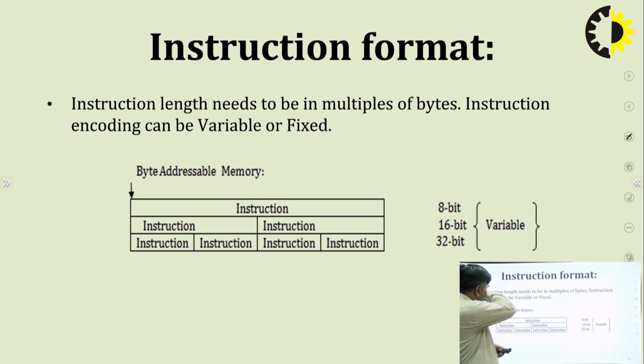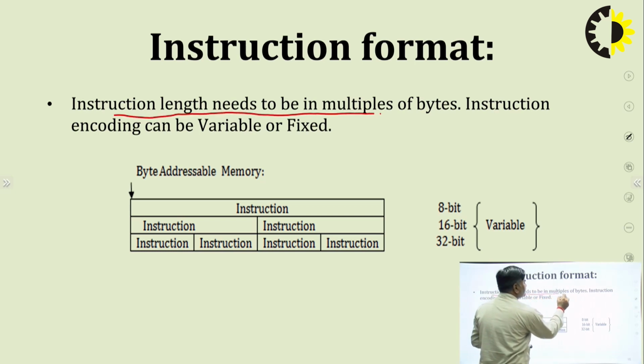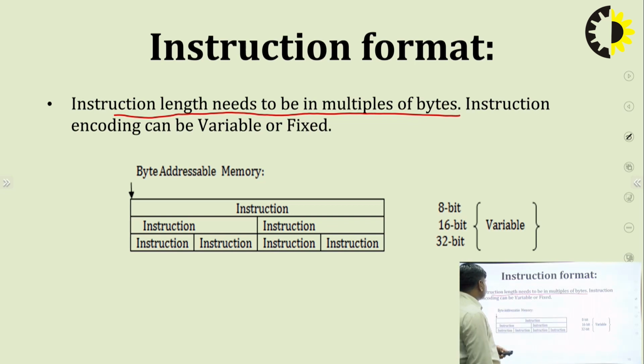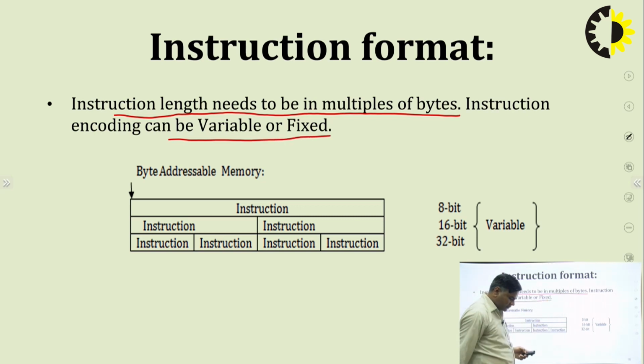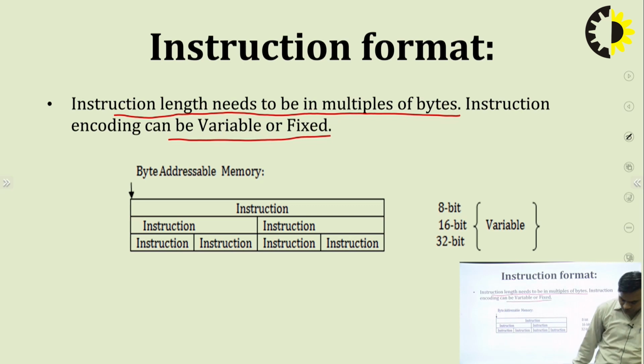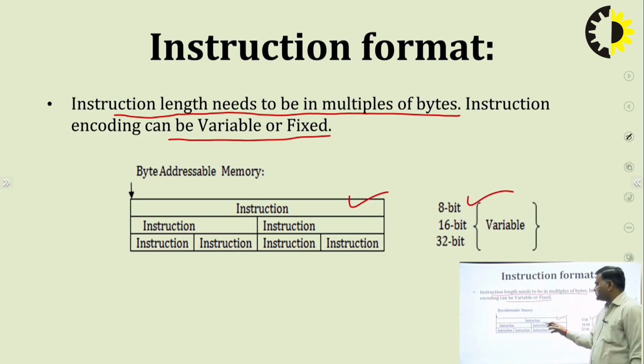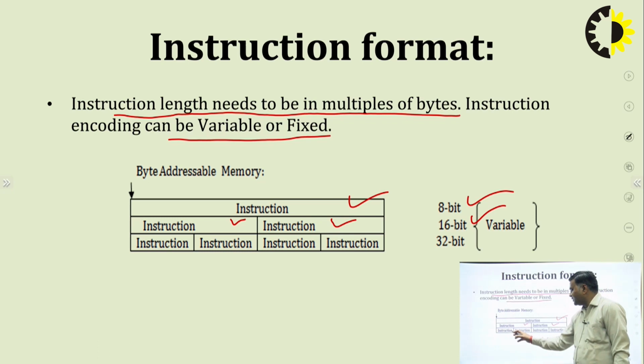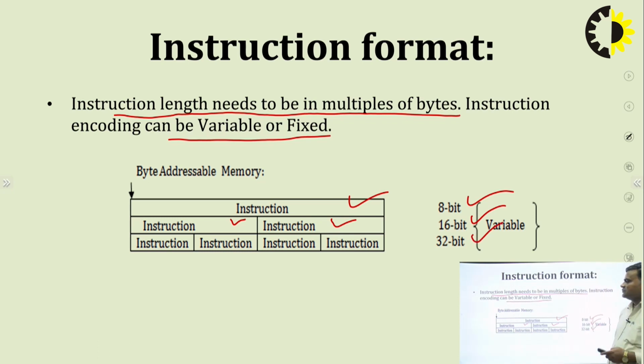If we talk about the instruction format, instruction length needs to be a multiple of bytes. Basically, this is the important line. Instruction length needs to be a multiple of bytes. And instruction encoding can be variable or fixed. We can say that the instruction format may be of fixed length or variable length. For example, one instruction is of 8 bits, stored in byte addressable memory, other instructions are of 16 bits, and these instructions are 32 bits. So instruction encoding can be variable or fixed.